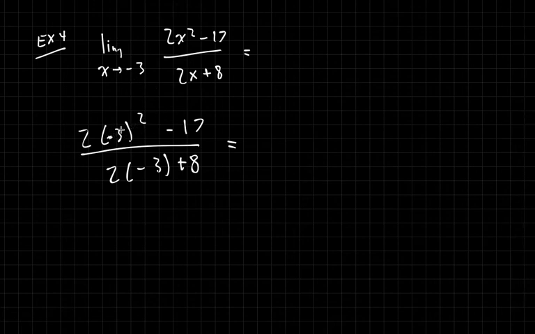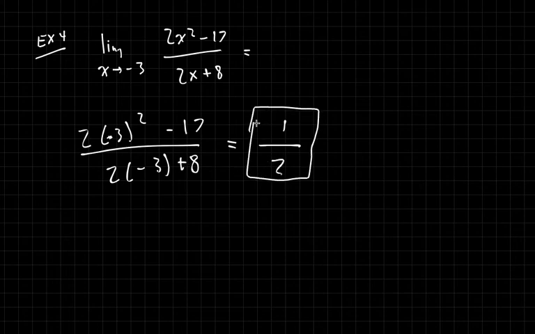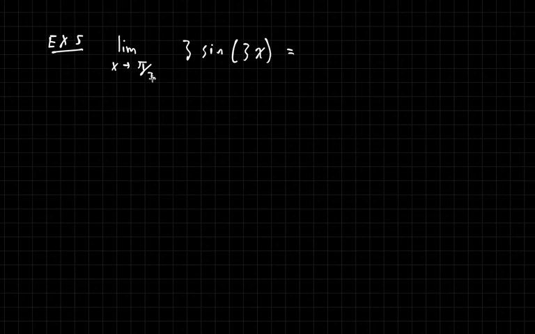Okay, so negative 3 times negative 3 is 9. 2 times 9 is 18. And 18 minus 17 is just 1, right? 2 times negative 3 is negative 6, and negative 6 plus 8 is 2. So by now, you can see that this process is very easy, especially if the functions themselves are easy.